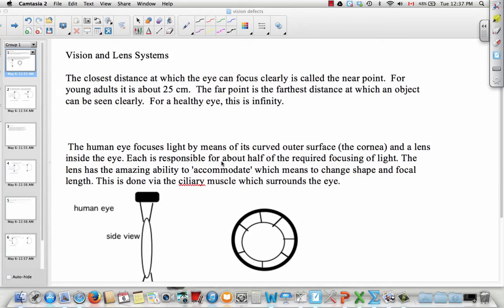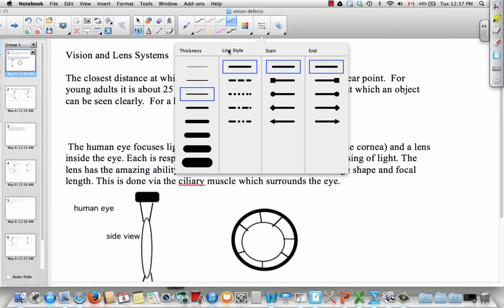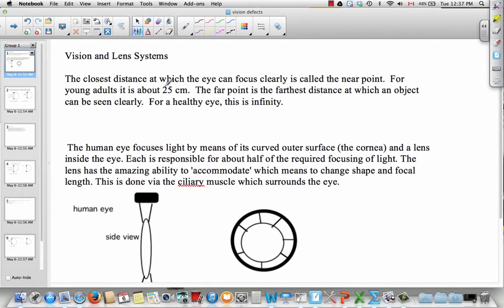Okay, so we're going to talk a little bit about human vision, specifically defects in human vision. Now, there is a definition we need here, the near point. That's the closest distance at which your eye can focus clearly, say for a reading distance. And that's typically taken to be 25 centimeters. So your near point is 25 centimeters.